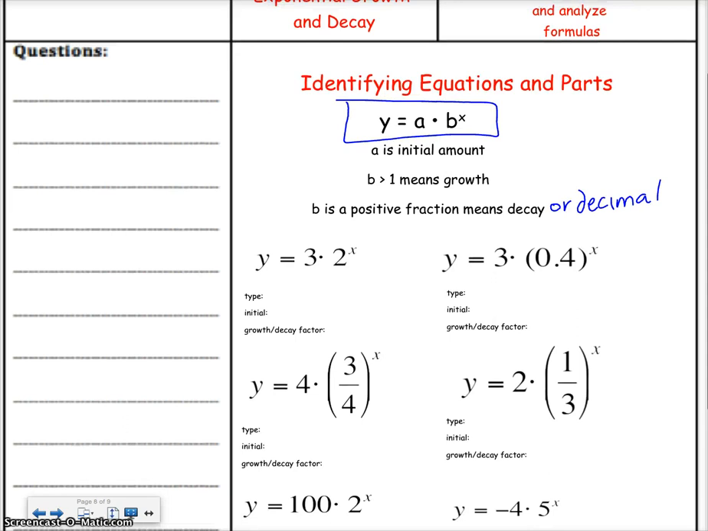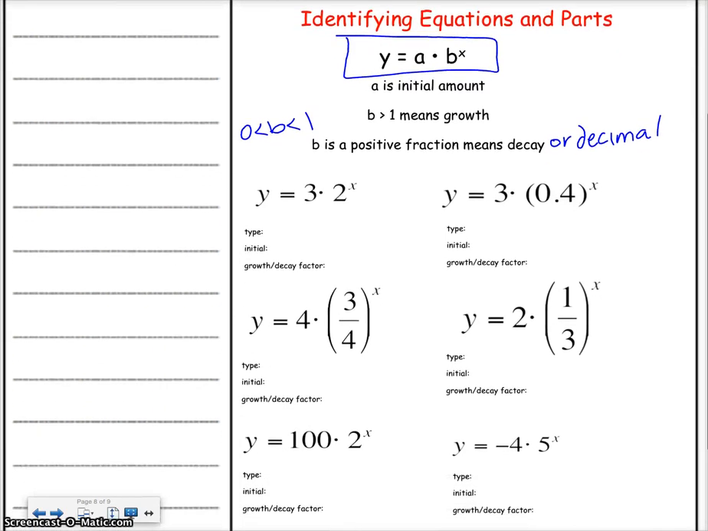This is the rule. You don't want to say "as long as it's less than 1" because it shouldn't be negative. It should be between 0 and 1, so some kind of positive decimal or fraction. That's 0 to 1. Okay, so let's just apply that.